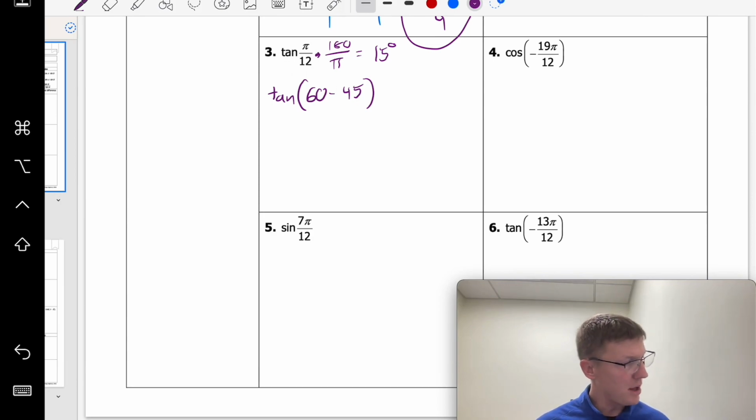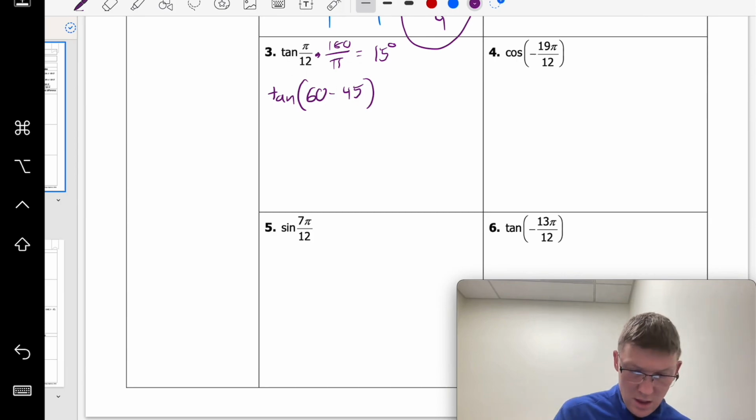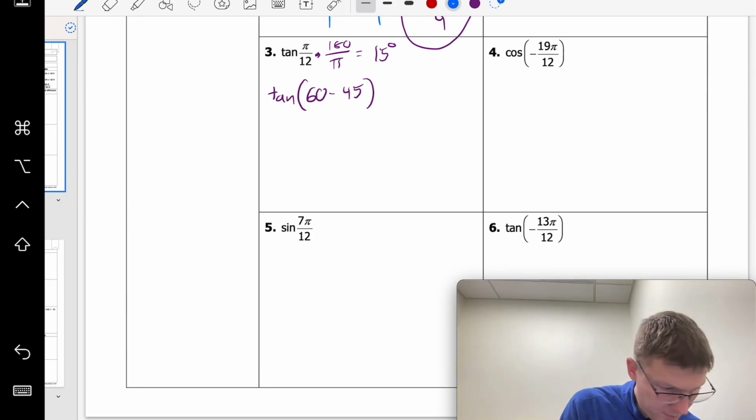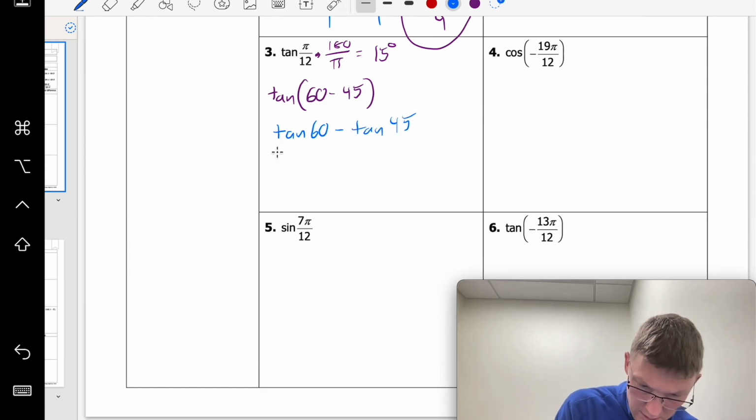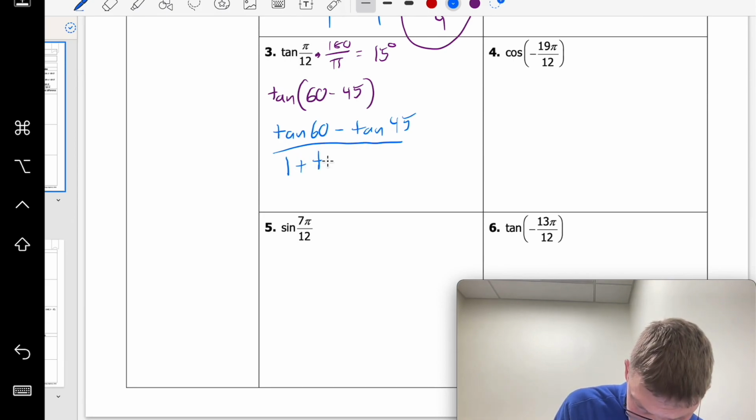So I'm looking at my difference of angles identity. Tangent of A minus B equals tangent of A, tangent of 60 minus tangent of 45 divided by 1 plus tangent of A, which is 60, times tangent of B, which is 45.